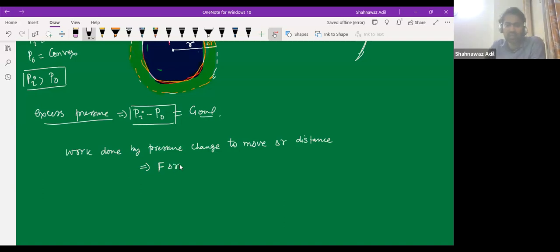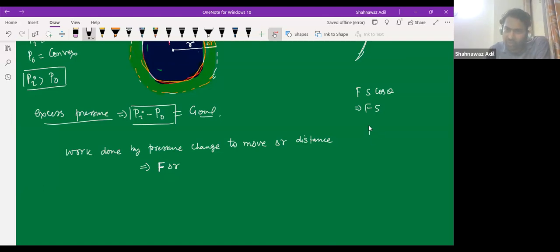Clear, guys? Because work done is what? F s cos theta. And the force is in this parallel direction, delta R is the same direction. So that would be simply F s. So displacement is delta R, force is F. Clear, guys? Yes, sir. Clear.